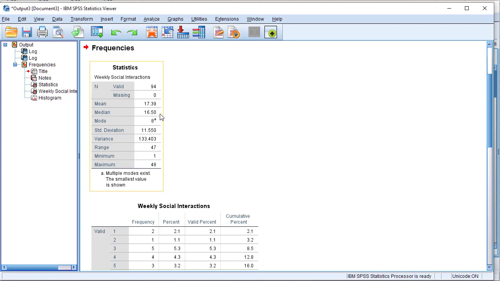The median is 16.5, and the mode is 8, meaning that the most frequently occurring number of social interactions was 8. There is a superscript A here that refers to the note, multiple modes exist, the smallest value is shown, meaning that the mode with the smallest value is 8. So 8 is a mode. There are other modes as well that we have to track through the frequency table to find.